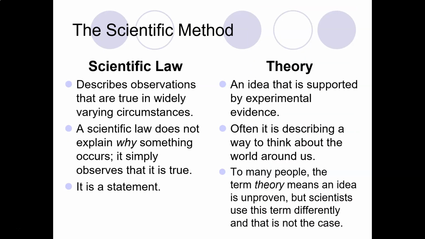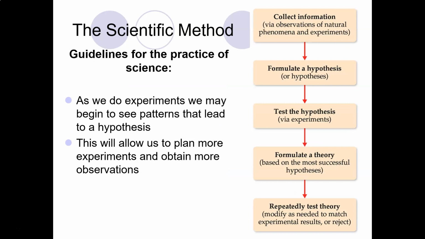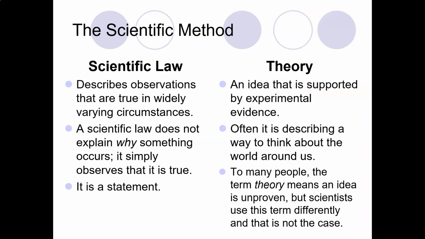So the other big thing I want to talk about is at the end of this one, it says that you formulate a theory and then you repeatedly test the theory. Well, at the end of the scientific method, there's actually two things that you can come up with, based on lots and lots of scientists, millions of data points. You can either come up with a scientific law or a theory. And there are some people who think that scientific laws are correct and theories are just guesses, and that's not at all true. Scientific laws and theories have the same amount of weight behind them.